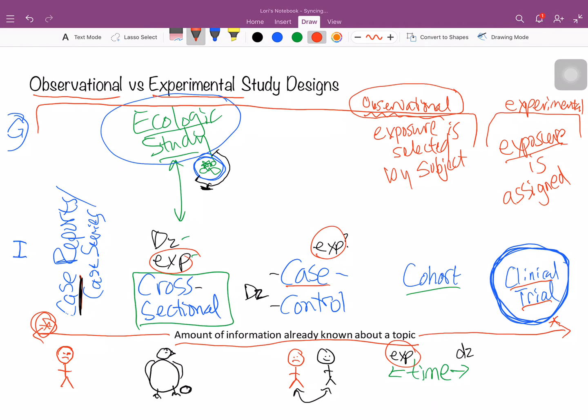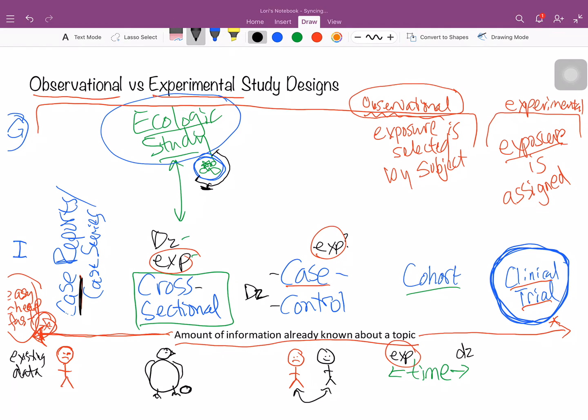A few things that you should note about this whole idea of the amount of information that we already know about a topic. Early on, we choose these kinds of study designs because they tend to be faster, easier, and less expensive. Now that's not across the board. There can be very complicated cross-sectional studies and there can be much easier cohort studies. But in general, if you're talking about the same kind of topic within this spectrum, the ones on the left tend to be easy, cheap, and fast. Part of the reason is that early on, when we don't know very much about a particular topic, we try to find existing data.